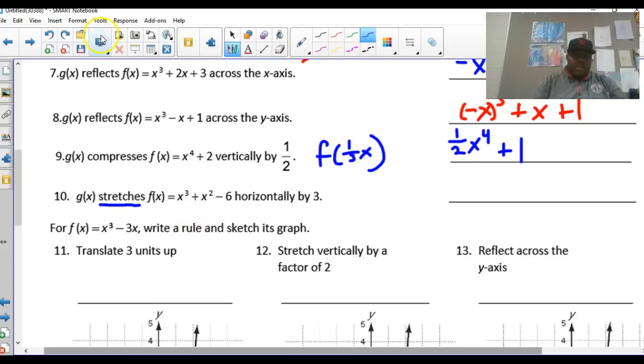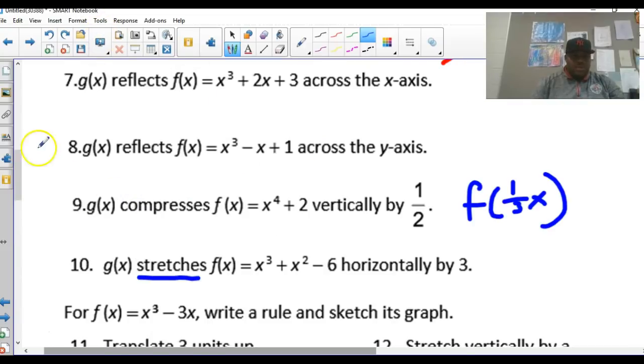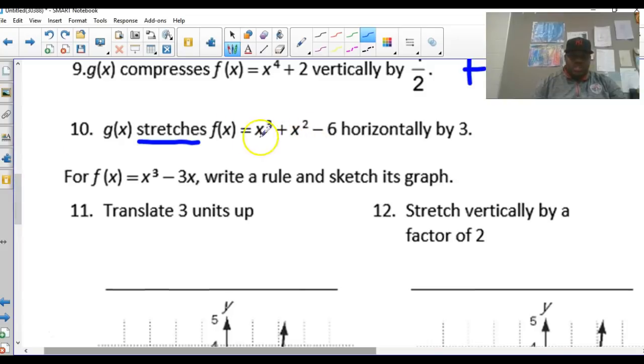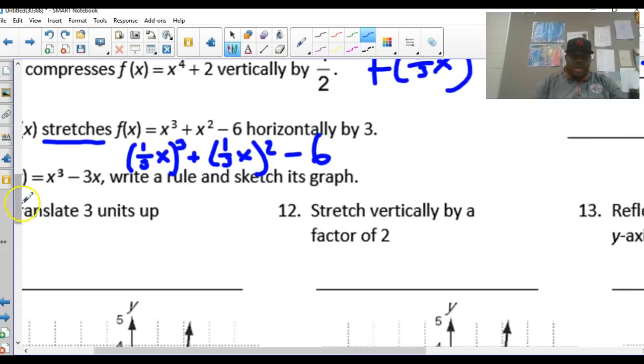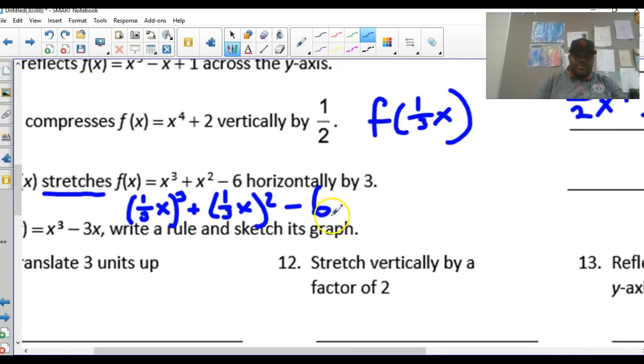So all the x values, let me make this a little bigger so I can have more room to write in between that line, are going to be stretched by 1/3. So I have 1/3 x cubed plus 1/3 x squared minus 6. The 1/3 is applied directly to the x. Now what we got to do is cube that one, square that one, and that's just 6.